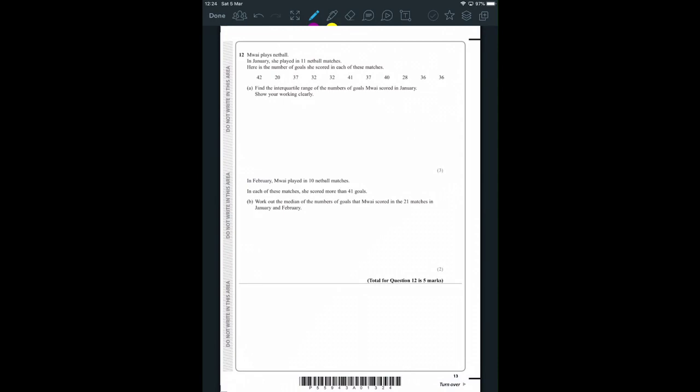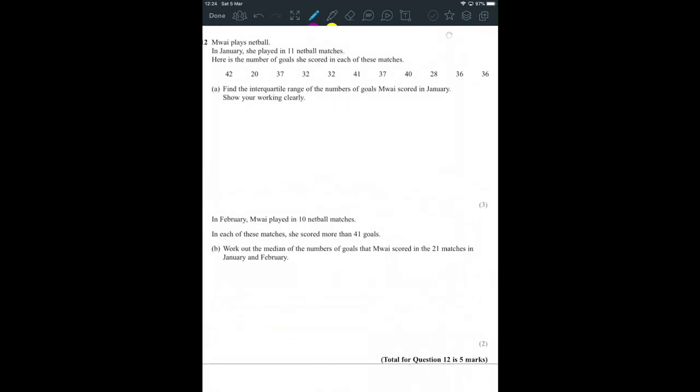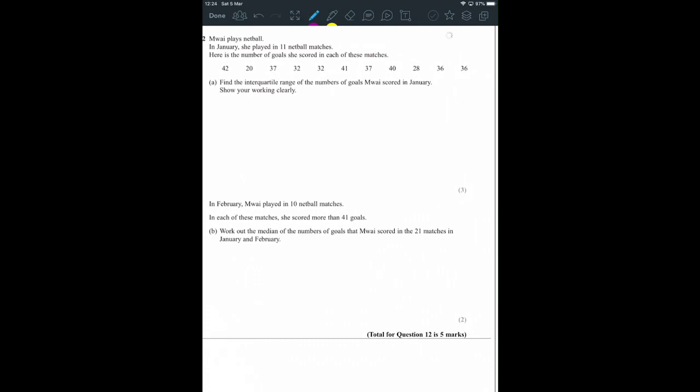Question 12. We're playing netball. We played 11 games. We want to find the interquartile range. Now, glancing across those numbers, it's very unfortunate they are not in order. So the first thing we have to do, and why this is worth 3 marks, not the normal 2, we need to put these in order. So I'm going to start putting them in order.